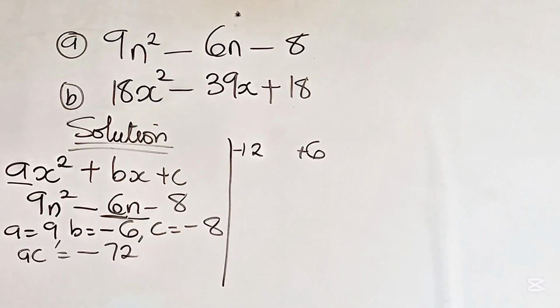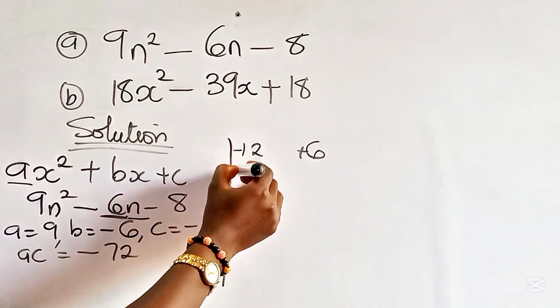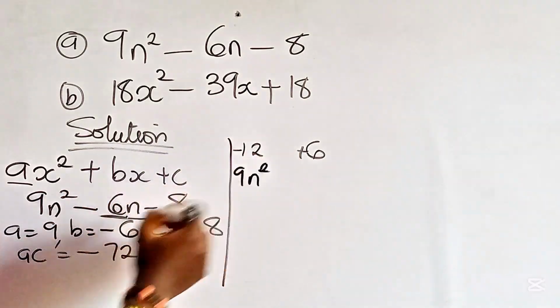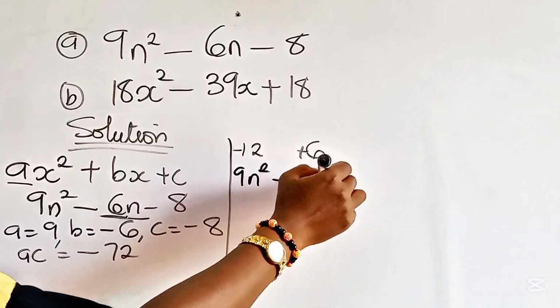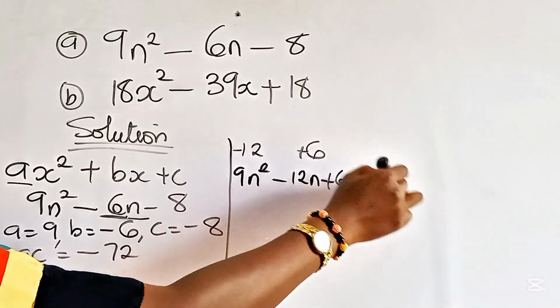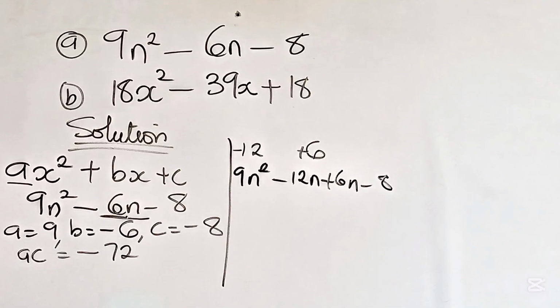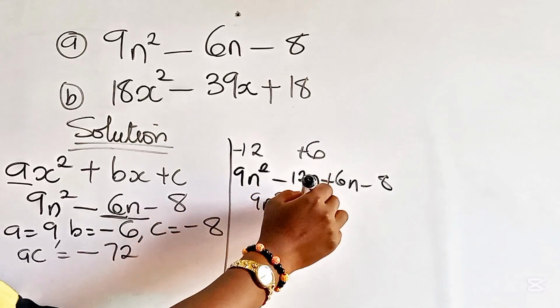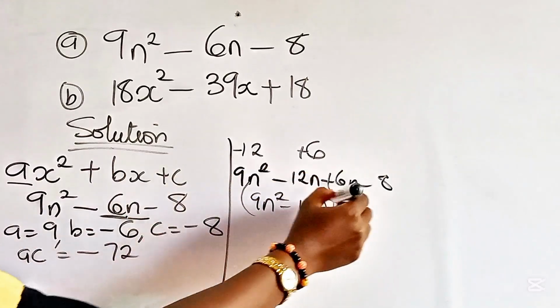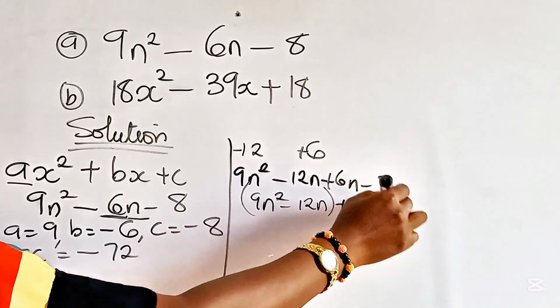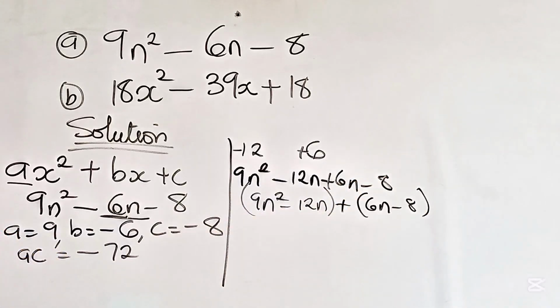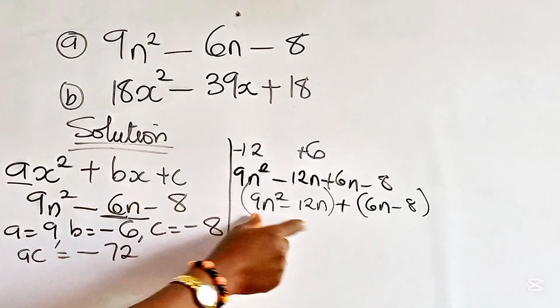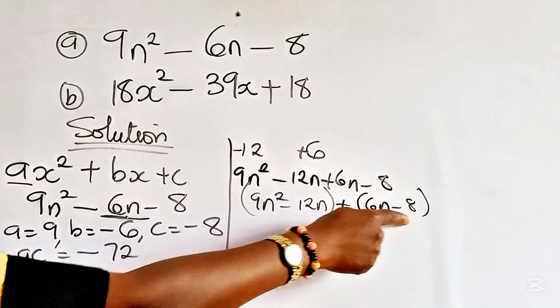That will give us four terms, right? So this is what I mean. So splitting this middle term, we're going to then have 9n squared minus 12n plus 6n minus 8. We have four terms now. So to factorize, we group them in pairs of 2. So we are going to have 9n squared minus 12n plus 6n minus 8.